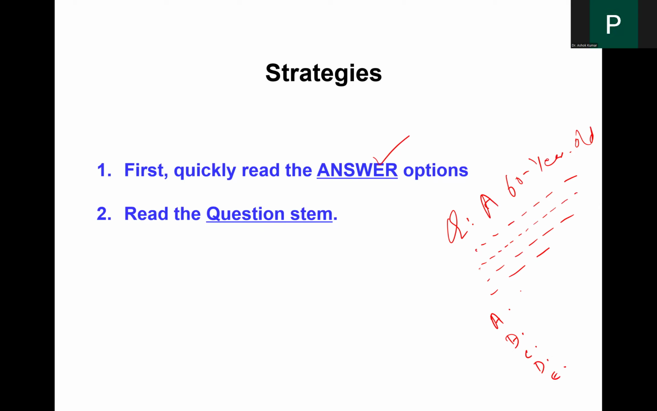Option A says microcytic anemia. B says macrocytic anemia. C says hemolytic anemia, and so on. While reading these answer options first, it takes only hardly 6 to 8 seconds. Microcytic anemia, or for example in any other case, hepatitis A, B, C. Your mind is ready in that direction.